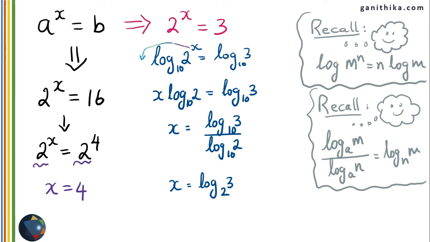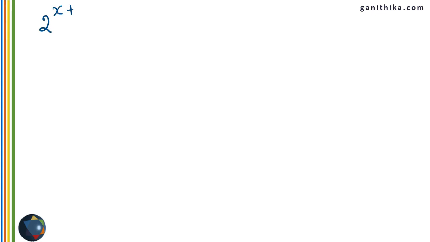One type is where you can make the bases equal and therefore equate the powers. The other type is when you cannot make them equal bases, then you have to use log to solve that equation. Let's continue with another example. 2 to the power of x plus 1 equal to 16.